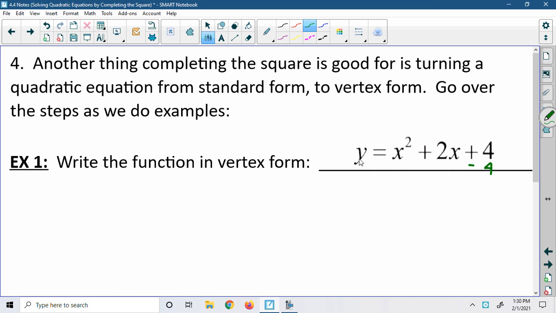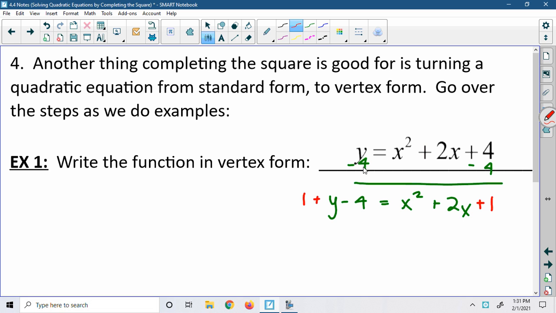So I'll go through this first one. We need that 4 to the other side. So it'll be y minus 4 equals x squared plus 2x. Now we're in the form x squared plus bx. We can find the mystery number now. So think about this one in your head. We take the middle number, the b number, cut it in half, so that'll be 1, square it, which would still be 1. So our mystery number is 1. We're going to add that to both sides of the equation.